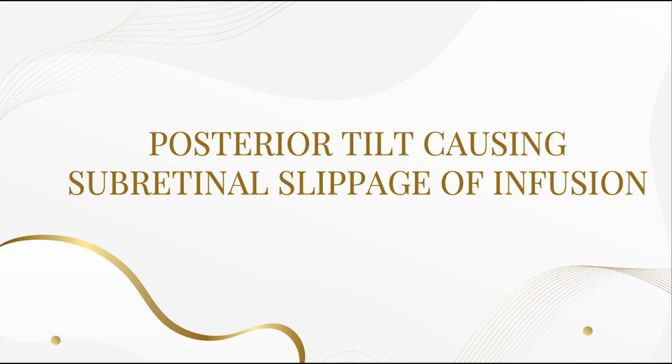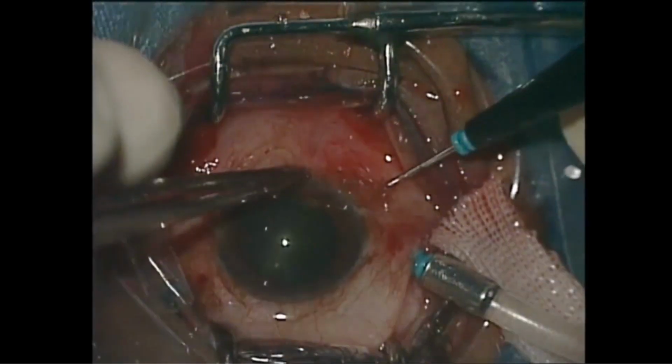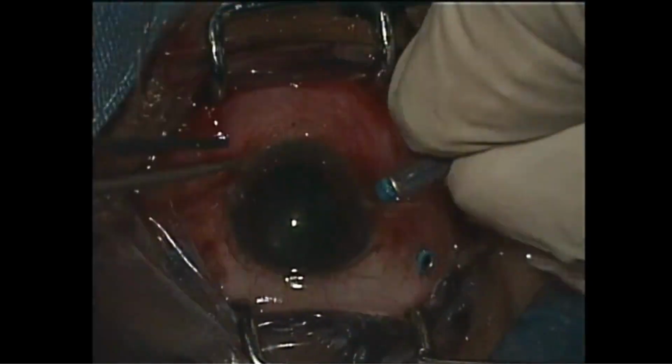When the port is tilted posteriorly, and there is subretinal slippage of infusion, it can result in retinal detachment. This needs replacing the infusion and repositioning of the scleral port and drainage of subretinal fluid.